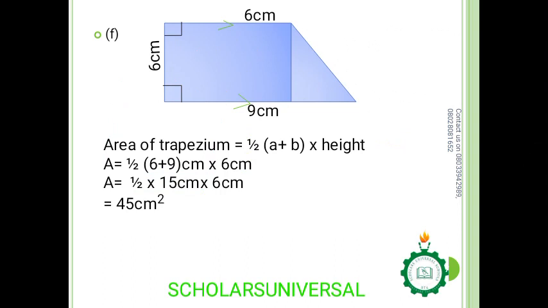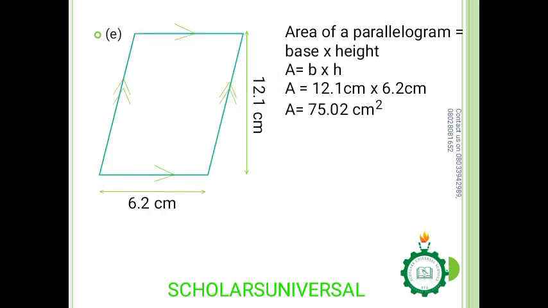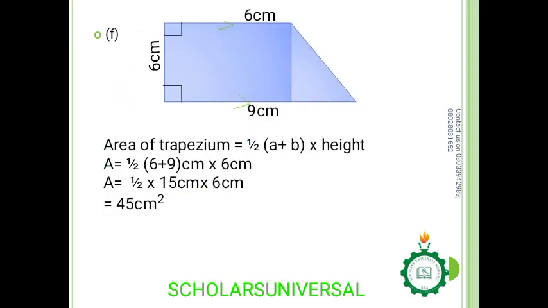All right, area of trapezium. The formula for finding area of trapezium is 1 over 2 in bracket a plus b, times the height. This side, the upper side, and this side, they are the ones we refer to as a and b, the two parallel sides, this and this. So sorry for that. And that is 9 centimeter plus 6 centimeter, which gives us 15 centimeter, times the height, which is 6 centimeter. So that gives 45 centimeter square.